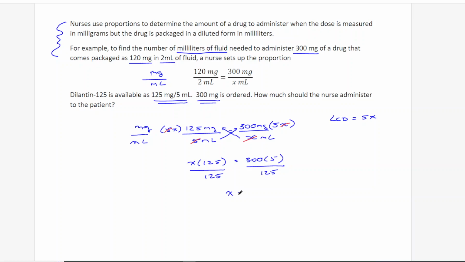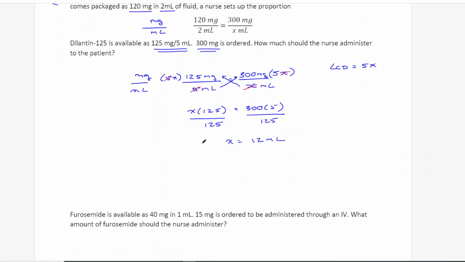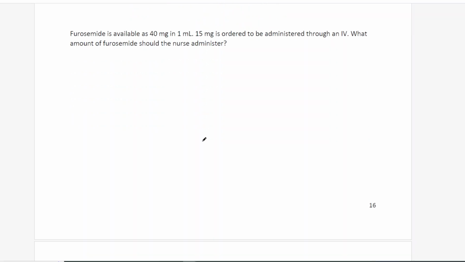So then in my calculator, I'm going to plug in 300 times 5 divided by 125, and I would get 12 milliliters. So to get a 300 milligram dose, I would need to administer 12 milliliters of the fluid. Awesome. I have another one here. These ones can be kind of trickier, so I gave another example. So why don't you pause the video and give this one a go? But the process will be the same.